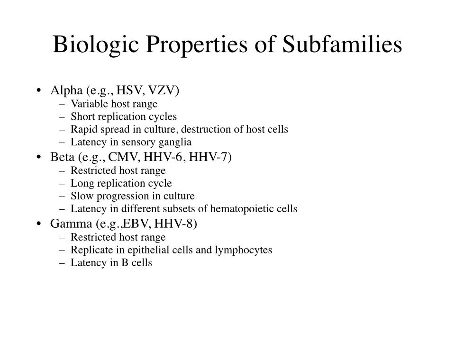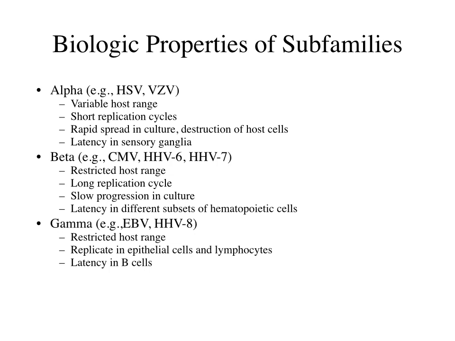So when we look at these 3 subfamilies, we can see that they do have differences in biological properties. So for instance, the alpha herpes viruses include herpes simplex virus and varicella zoster virus. We see a variable host range, short replication cycles, rapid spread in culture, followed by destruction of the host cells, and the virus remains latent in sensory ganglia.